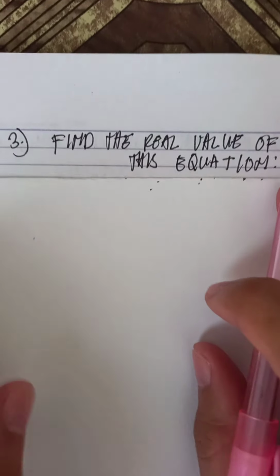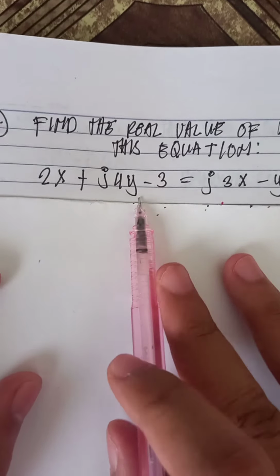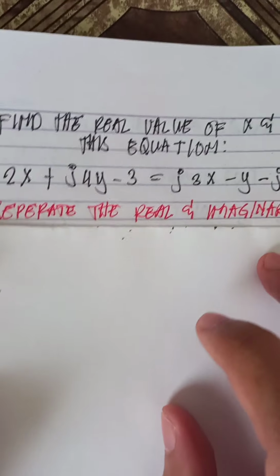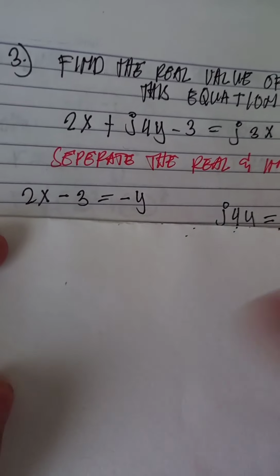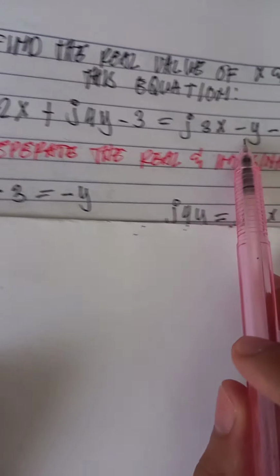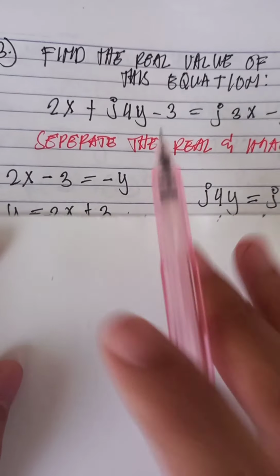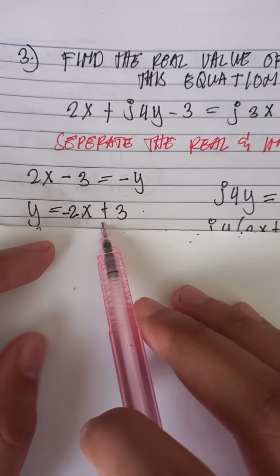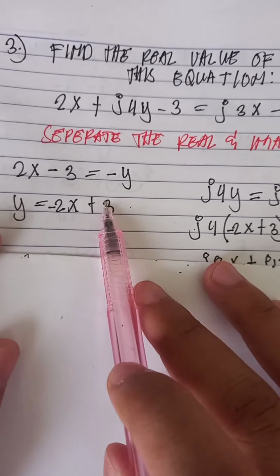So we have number 3. Number 3 is to find the real value of x and y in this equation. The equation is 2x plus j(4y minus 3) is equal to j(3x minus y) minus j10. First, we have to separate the real and the imaginary numbers. So what are the real numbers? The real numbers are 2x, negative 3, and then negative y. So 2x minus 3 is equal to negative y. If we arrange this, y is equal to negative 2x plus 3. So this is the value of y for the meantime.